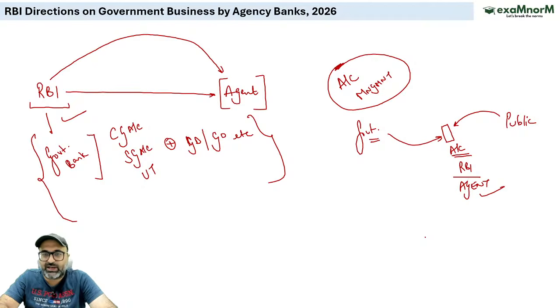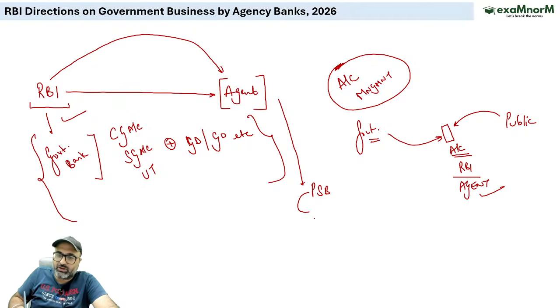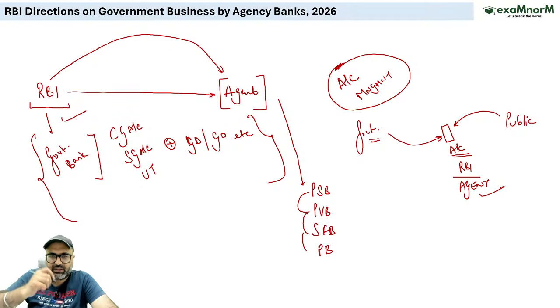ठीक है जी, यहाँ तक clear हो गया, कोई problem? Now the question is, which all banks can operate as an agent? As per RBI, RBI can appoint public sector banks. Earlier only public sector banks were allowed, but later on it was expanded to the private banks. After that, small finance banks, and even today the payment banks, are allowed to operate as agent banks. They are allowed to manage the government accounts on behalf of RBI.